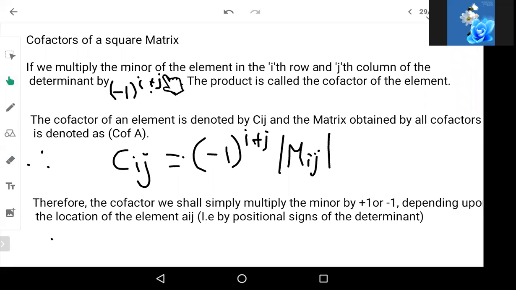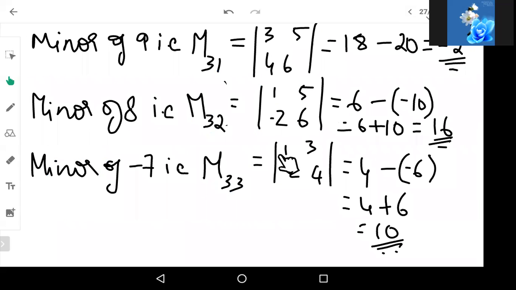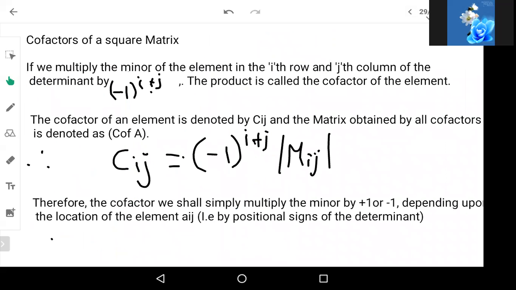If we multiply the minor of an element in the ith row and the jth column of the determinant by -1 to the power i plus j, the product is called the cofactor of the element. So whatever minor you have got, we have found all these minors. Now these minors you multiply with -1 to the power of the row number plus the column number. Suppose the element is in the first row, third column, then -1 to the power of 4 multiplied with the minor. That will give us the cofactor of a square matrix.